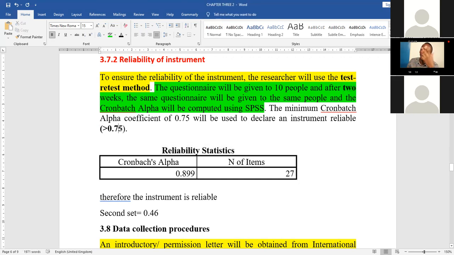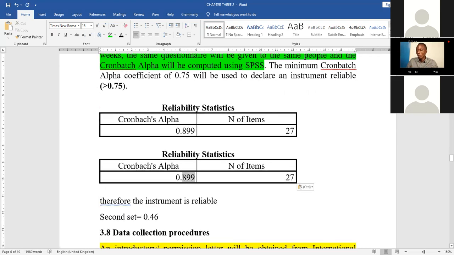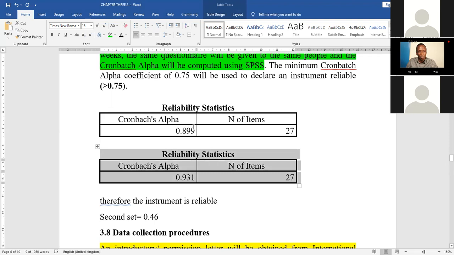So after getting these two tables, you're going to compare these two tables, and then pick a table that has the biggest Cronbach's alpha value. Okay, for instance, in the first time you could have gotten this, and the second time you could have gotten this. So you have to take the second table because the number here is bigger than the one that you got the first time. So you have to take the table that has the biggest number.